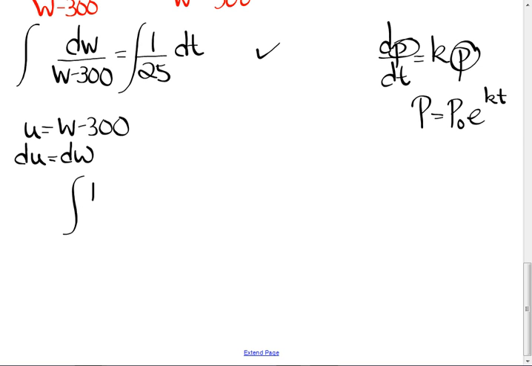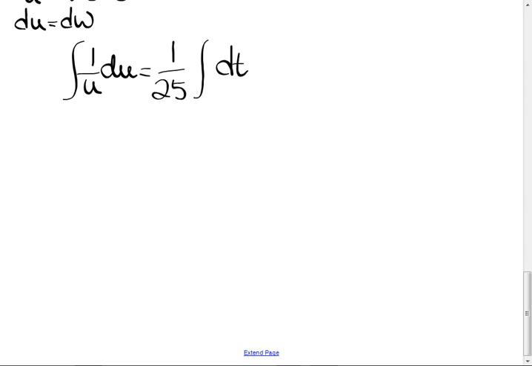Okay, so this is 1 over U du equals, and I'm going to pull that 1/25 out just because I can, and that's dt. Remember, we can pull those constants out. Now, if you don't put the absolute value in, it's wrong. What's the integral of 1 over u? It's the log of the absolute value of u, which is equal to 1 over 25 times what? What's the antiderivative of dt? It's t. How do you know if it's the right antiderivative? Take the derivative.